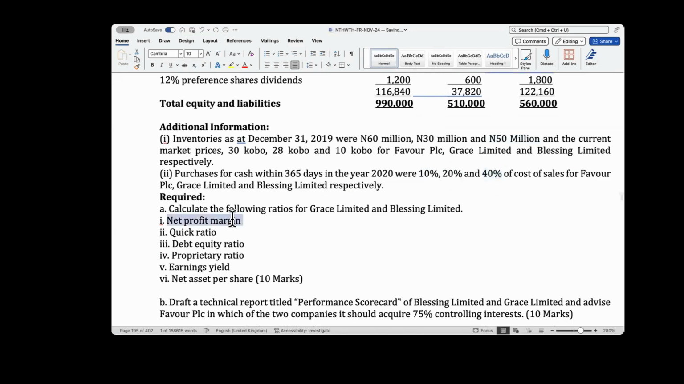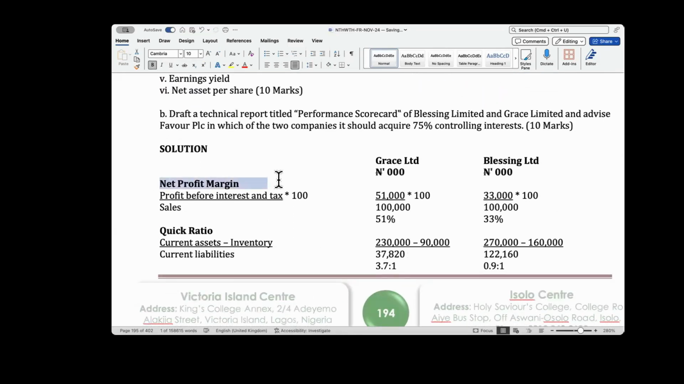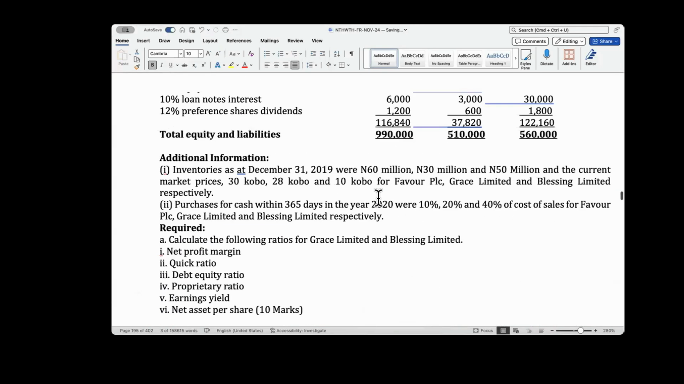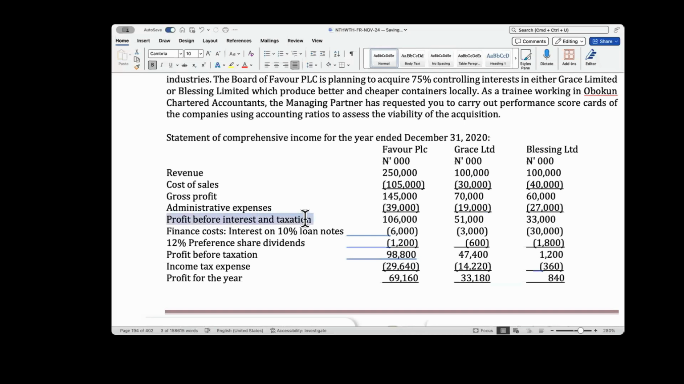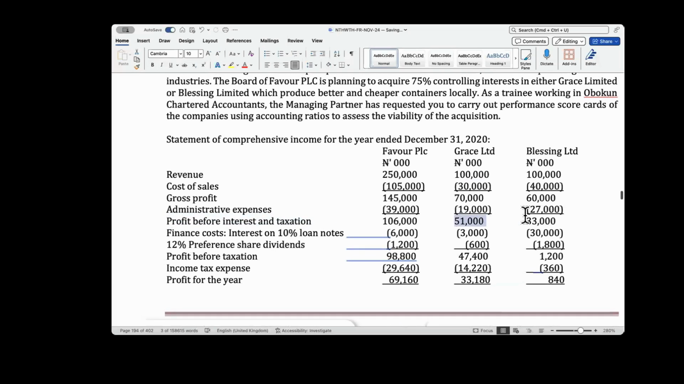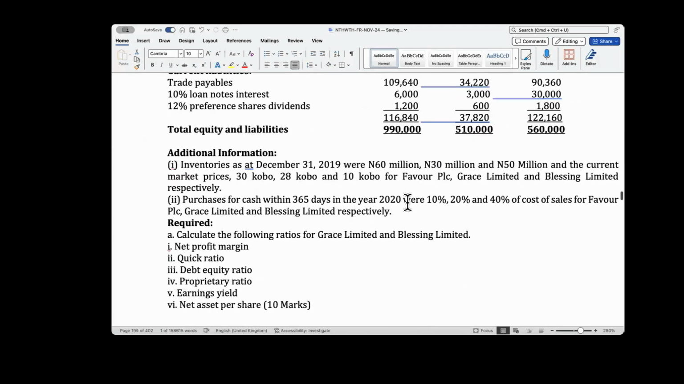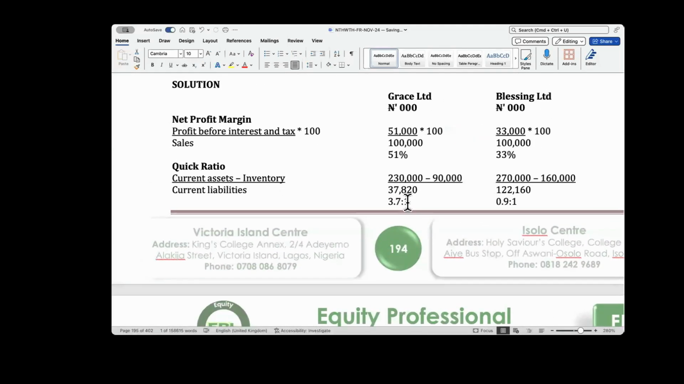So first, net profit margin. I already told you that see net profit margin as operating profit margin, which is PBIT over sales. So from the P&L, my PBIT, this one they gave you directly: 51,000, 33,000, Grace and Blessing. And revenue is 100,000, 100,000. I will not be going back and forth. So for Grace, PBIT 51 over 100. Blessing 33,000 over 100, 33%.